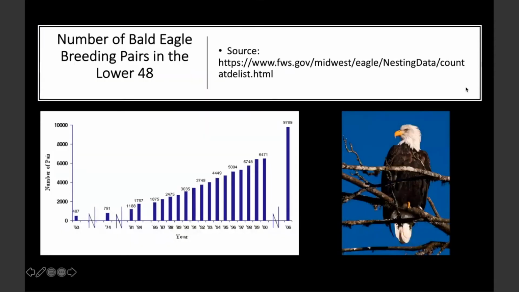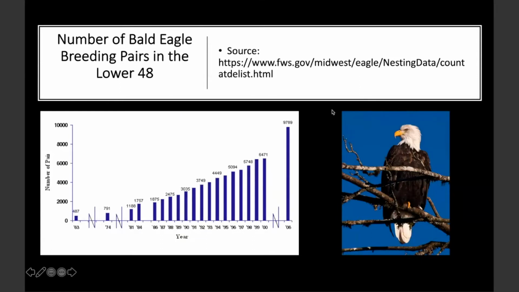So, the number of bald eagle pairs in the lower 48: you can see 1972 is about when the ban in the US started and they limited its use. You can see in 1963, 487 pairs. After that, as we stopped using it in the US, the number of pairs grew, and in 2006 it was about 10,000 nesting pairs of bald eagles in the lower 48.